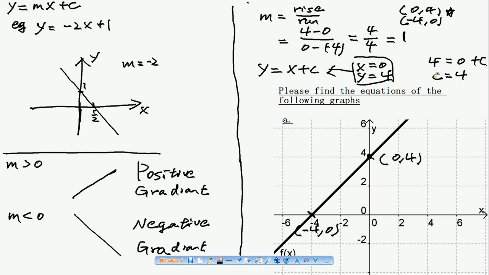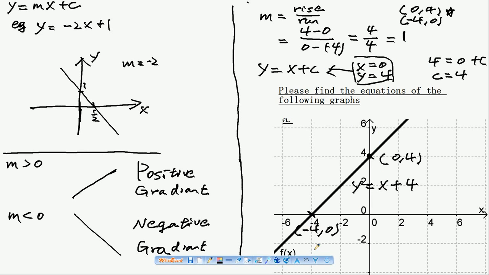Now we know the constant c is 4, so the equation of our graph will be y equals x plus 4, because c is 4. We found it by substituting a point. We can substitute any point to find the constant.